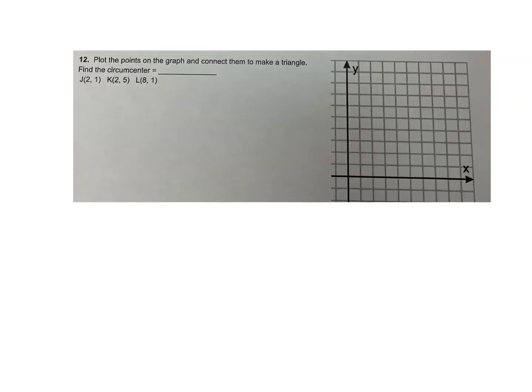Same thing with this one. It's asking for the circumcenter. So you're at 2, 1, that's J. You're at 2, 5, is K, and 8, 1, 2, 3, 4, 5, 6, 7, 8. And we see that we have a right triangle and a perpendicular bisector.